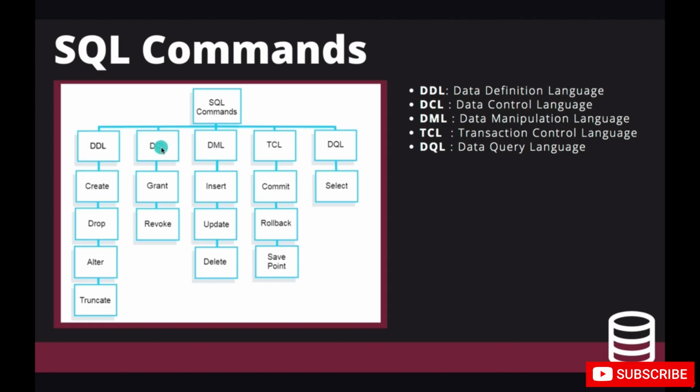And then the data control language is used to control it, whether to grant permission to use the database or the table, or revoke that permission. That is the data control language. So we have grant, and then we have revoke. And then we have DML, which is data manipulation language. You use that to manipulate the data that you have in the table or in the database. For instance, you can insert data into the table, so for that you use data manipulation language.